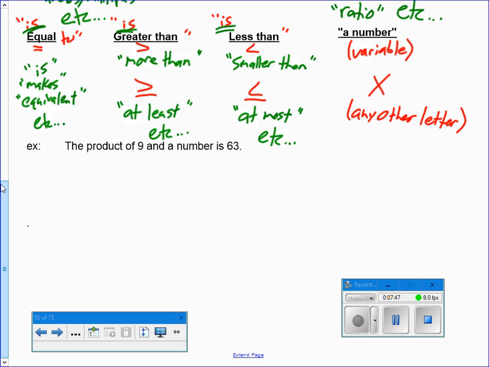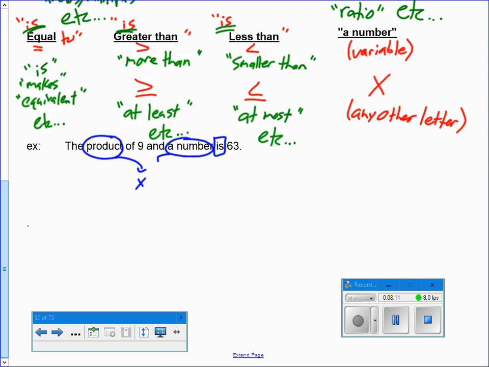Alright, so here we go with our first sentence translation. So what I'm going to do is circle some of these words we've been talking about. So here we see product, that's something we've talked about. A number, something we just talked about. And there's is, that's also in there. So product means I'm going to be talking about multiplication.